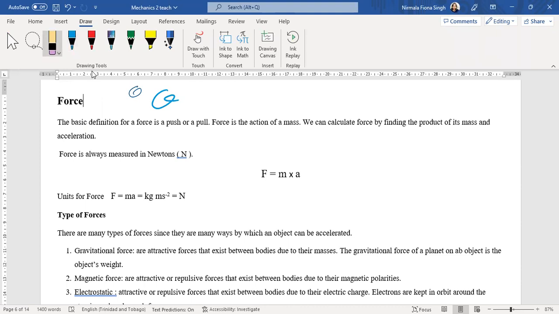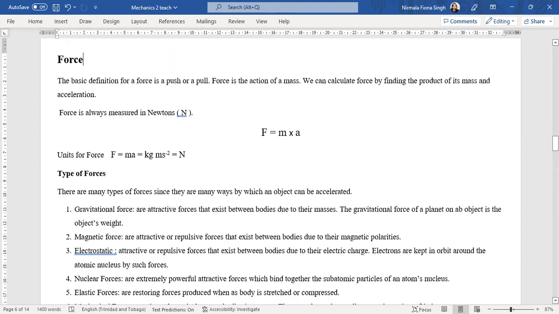We are going to go with forces. All right, force. A basic definition for a force is a push or a pull, as we did last day. Force is the action of a mass. We can calculate force by finding the product of its mass and acceleration. Force is always measured in newtons.